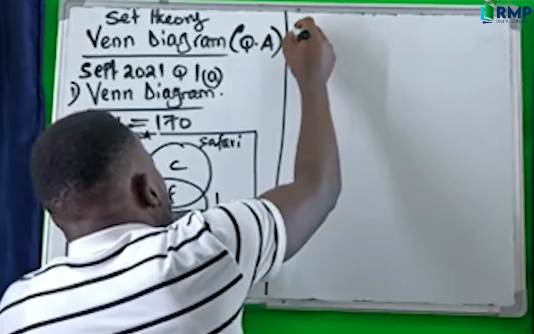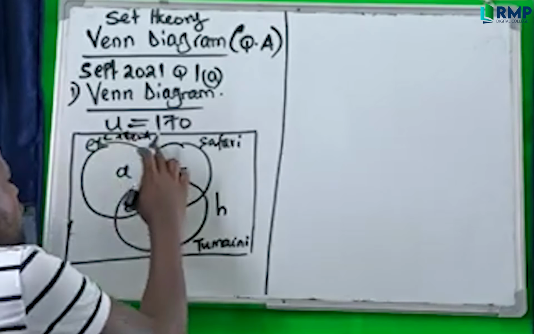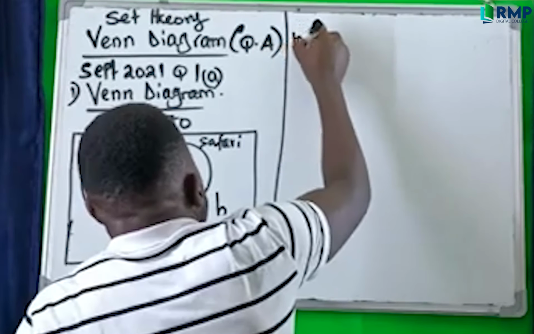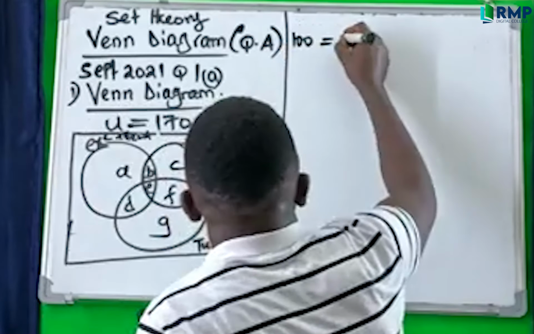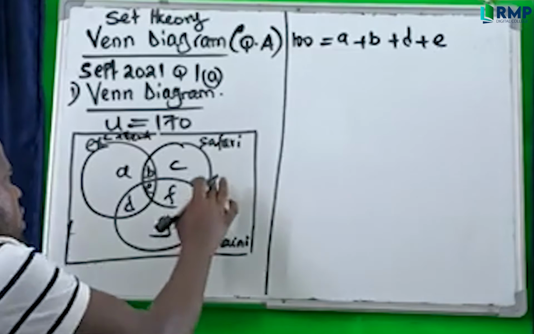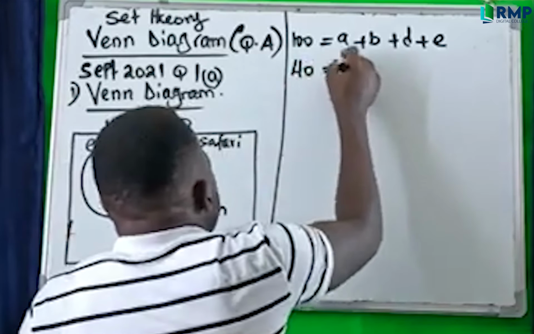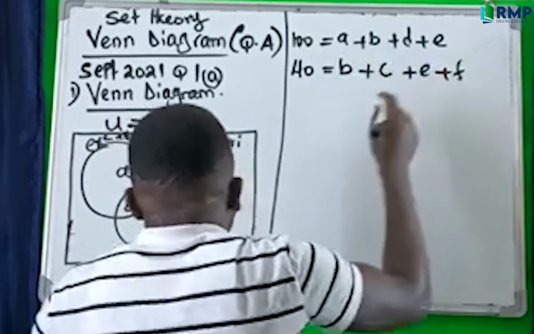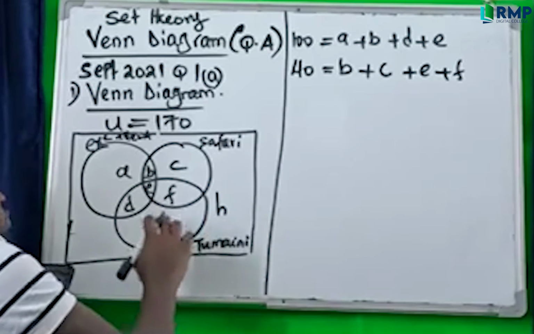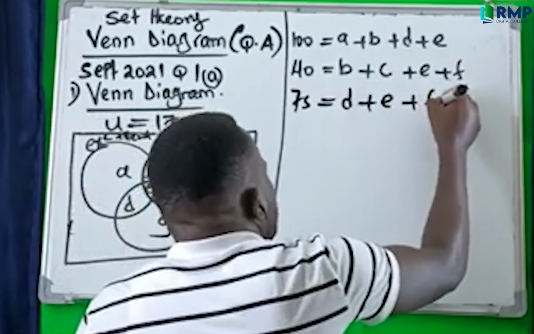Then I continue to the information. The first information is 100 travelers preferred Excellent. Which elements are found inside the Excellent circle? A, B, D, E. So 100 equals A plus B plus D plus E. Then 40 preferred Safari: the ones inside this circle are B, C, E, F, and that is 40. 75 preferred Tumaini: D, E, F, G. 75 is D plus E plus F plus G.